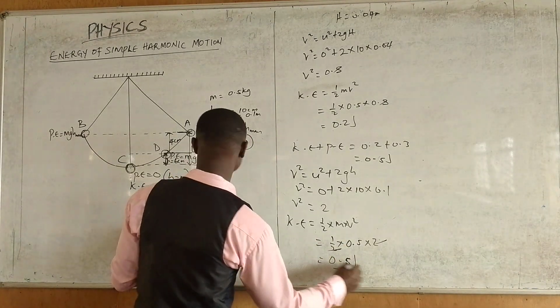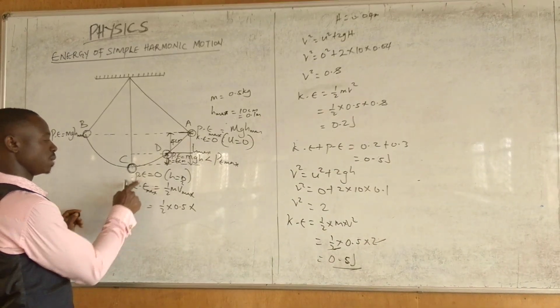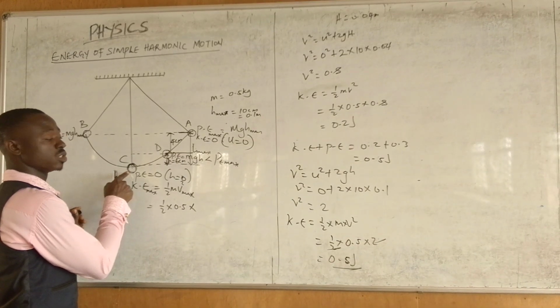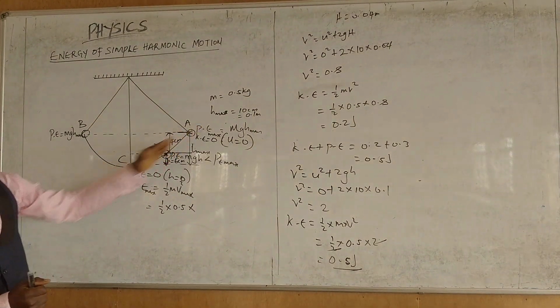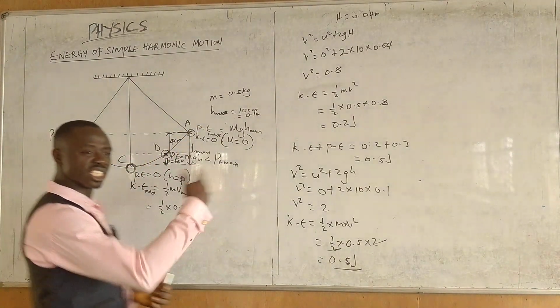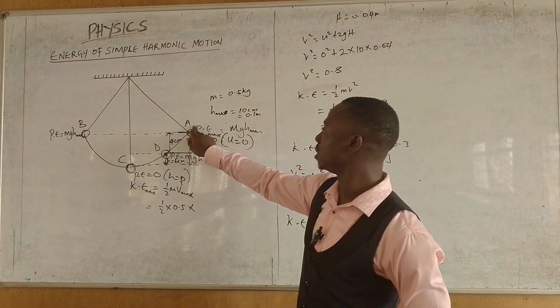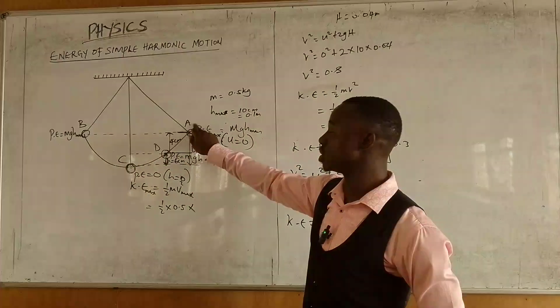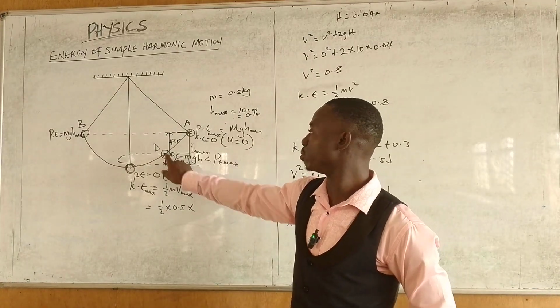What do you have there? 0.5 joule. So you can see that the energy here is 0.5. That's PE plus KE, gives us 0.5 joule. So that is what happens at any other point. At any other point, the energy is constant. So if you have 0.5 joule here, only PE, KE is 0. So the total energy you will still have here is 0.5, both PE and KE all together.